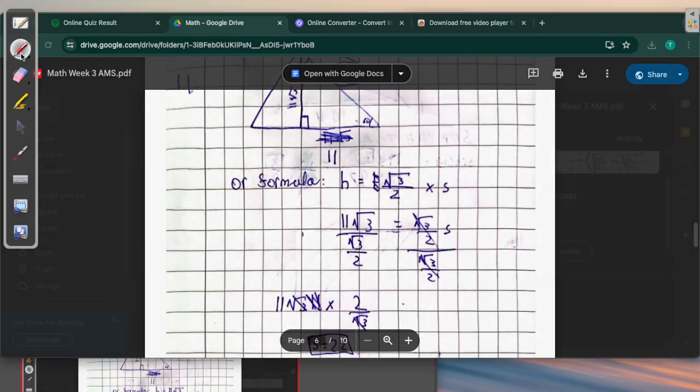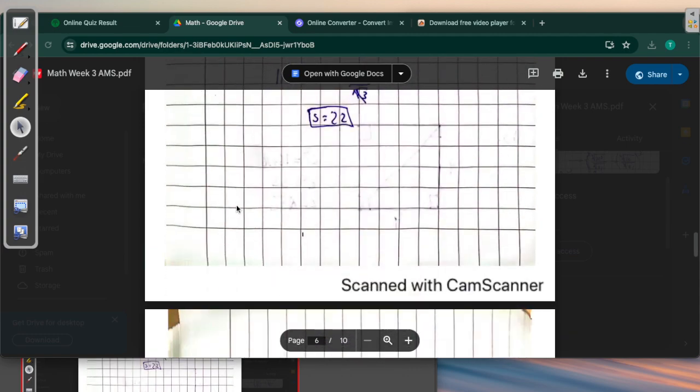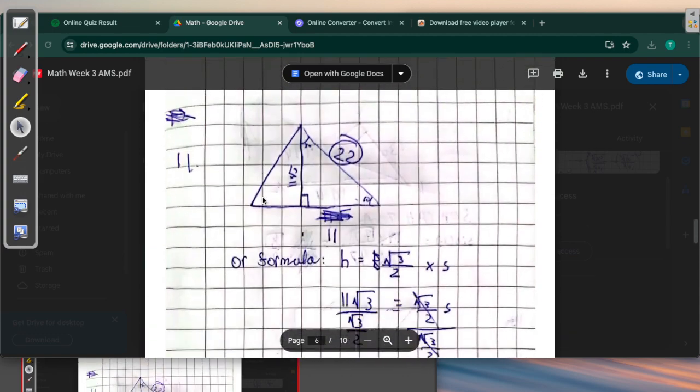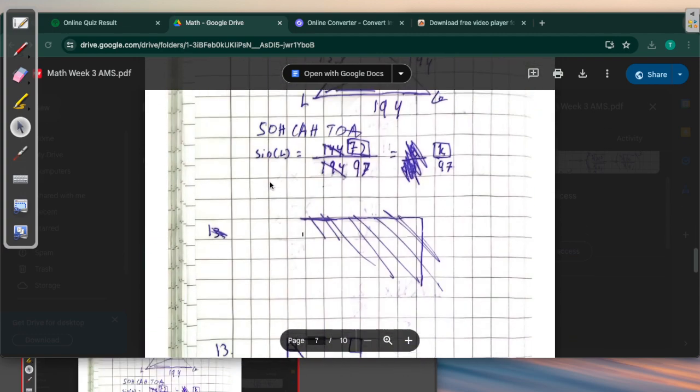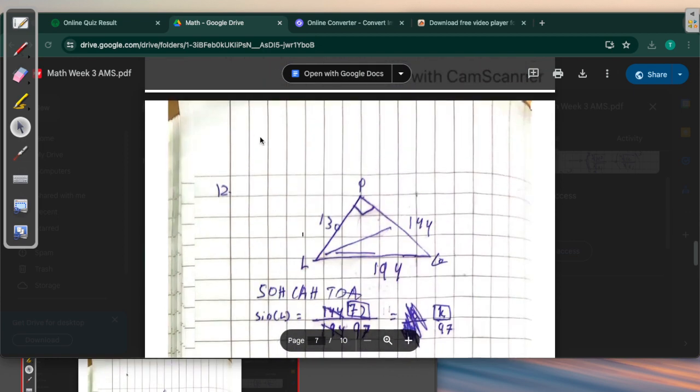The height, the altitude, is equal to radical 3 over 2 multiplied by the side we need, so this would be x or whatever. Okay, so you're given the height 11 radical 3 over radical 3 over 2, so you can get s. Then you solve, and then you get 22, the same answer. Don't use this for easy questions like this, only use them for extremely hard questions, and you won't be asked them, so you're fine.